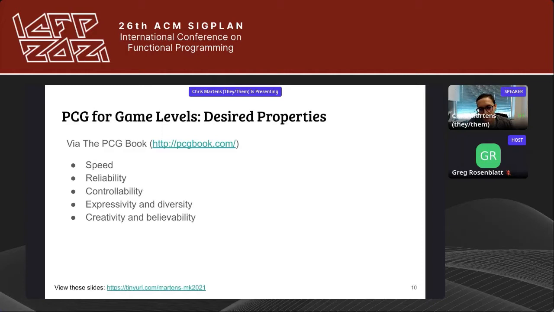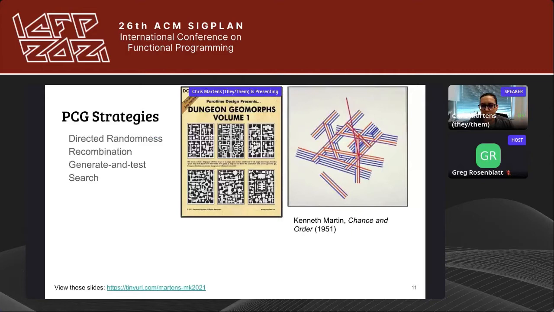PCG strategies are many. Some of them include directed randomness, recombination, generate and test, and search. Directed randomness is the kind of thing that you see in analog procedural generation as well. So before we had computers, there were artists who were using algorithms, rolling dice and using other forms of randomness, and following rules to dictate the lines that they would draw on a page. They would execute the algorithm, but they were still creating art algorithmically.